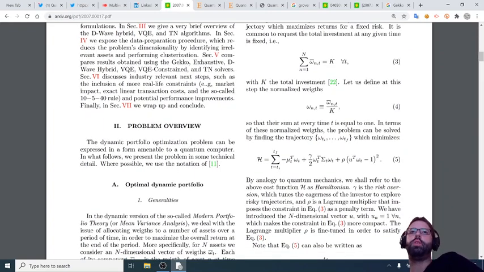Okay, so here they really go straight ahead to a Hamiltonian, which is actually something that's QUBO friendly, right?